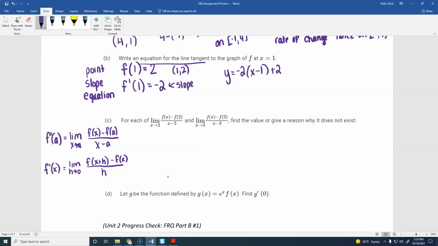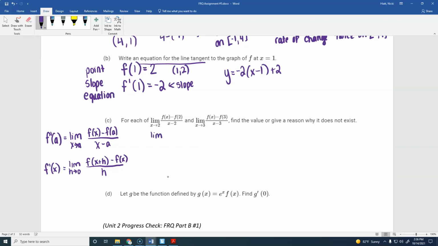So when you see limits with f of x's, you should be thinking this is probably a limit definition of a derivative. Looking at what we've got here for these two pieces, which one does it look like they're using? The first one or the second one? They're using this top one. And what number have they plugged in for their a? 2, and 3 for the second one. So let's start with the first one.